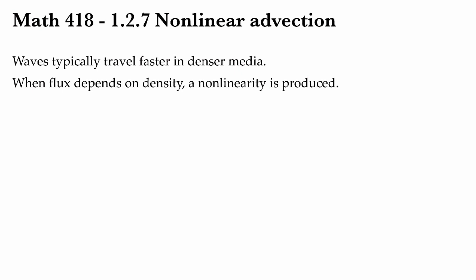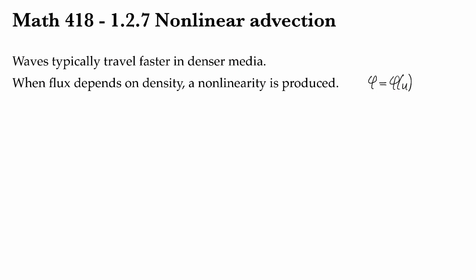So now I know you've all heard that waves travel at different speeds in different media, typically faster in denser media. So for example, sound travels faster in water than in air. So when the flux depends on the density of the medium, this produces a nonlinearity in the advection PDE. So we're going to suppose that flux is now actually a function of u itself.